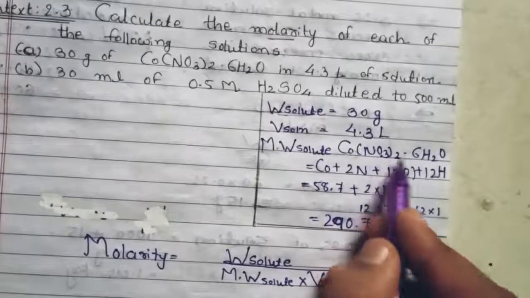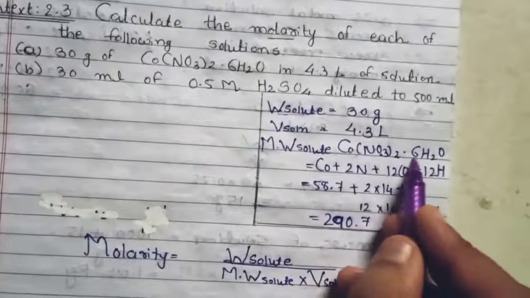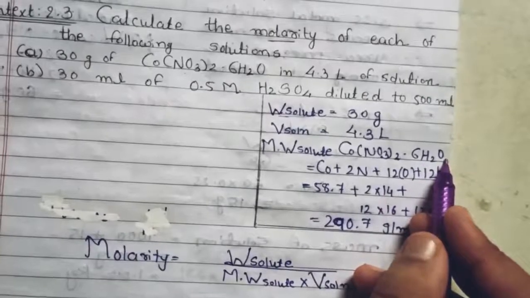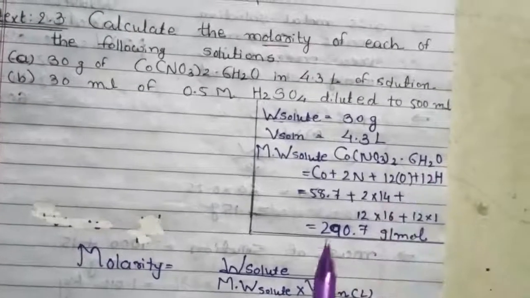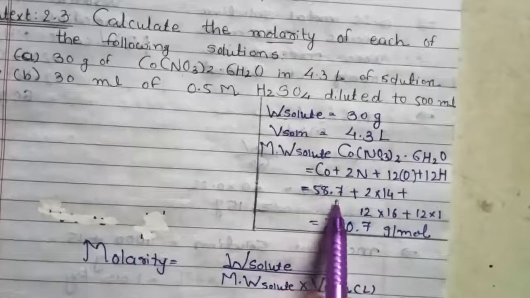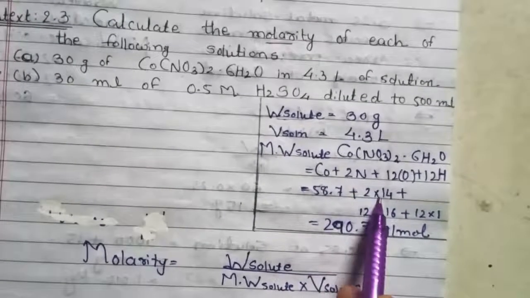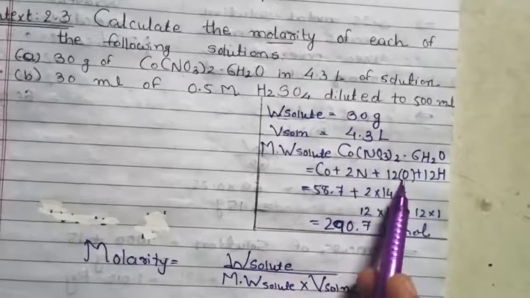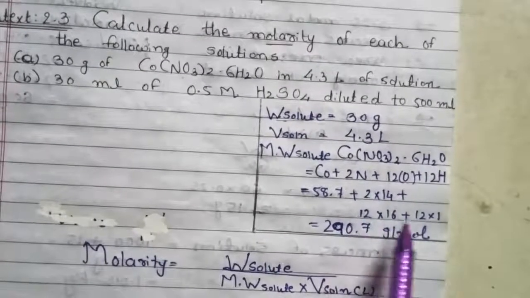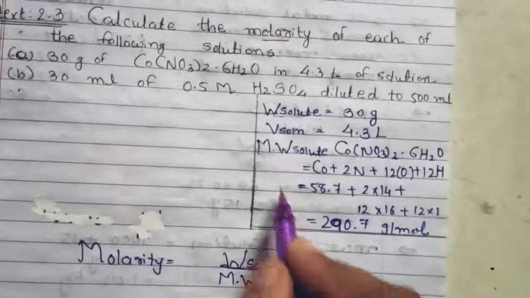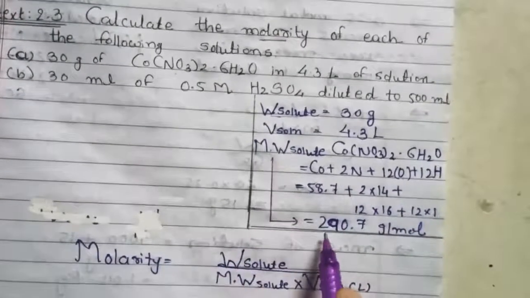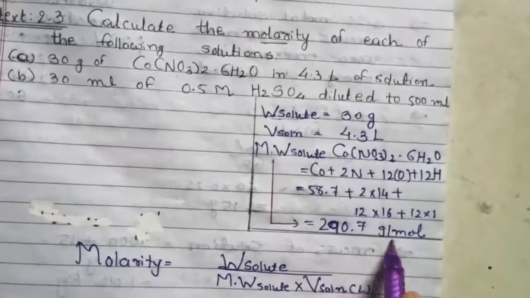to the 6 ऑक्सीजन नाइट्रेट के और 6 ऑक्सीजन किसके, वाटर मॉलिक्यूल में से, तो टोटल 12 ऑक्सीजन प्लस 6 to the 12 हाइड्रोजन. Mass of cobalt is 58.7, mass of 1 nitrogen is 14 multiplied by 2, mass of 1 oxygen is 16 multiplied by 12 plus mass of 1 hydrogen is 1 multiplied by 12. So you will get the molar mass of that solute will be 290.7 gram per mole.